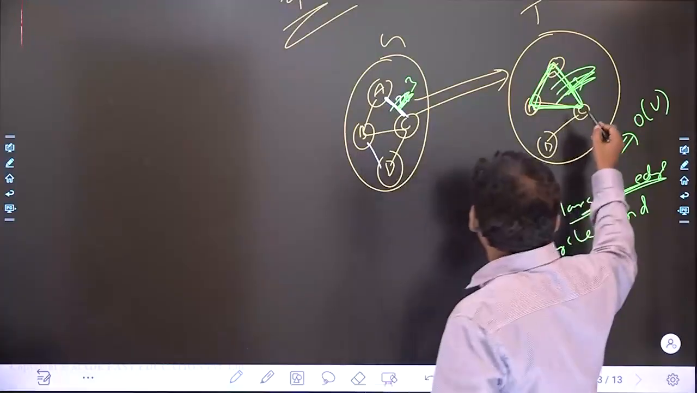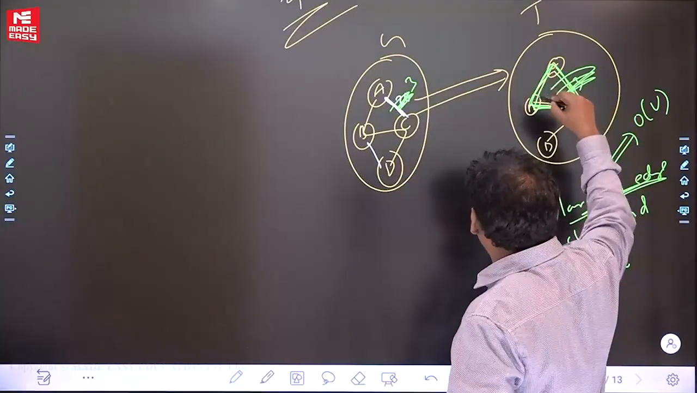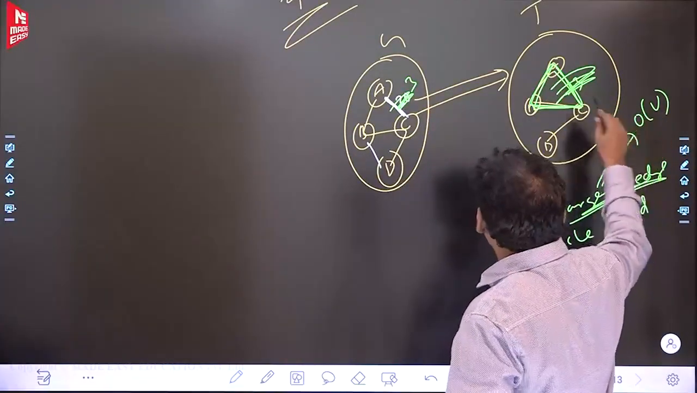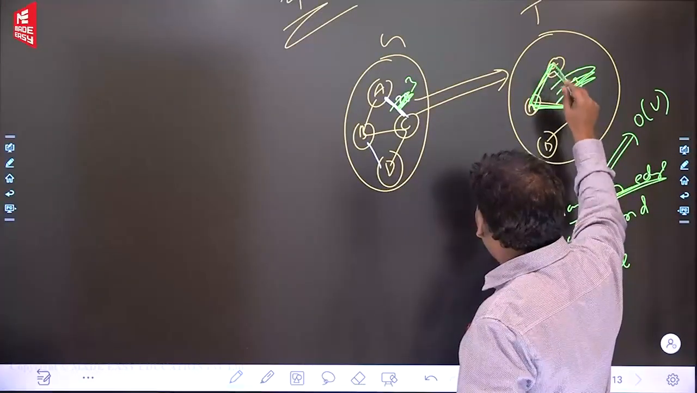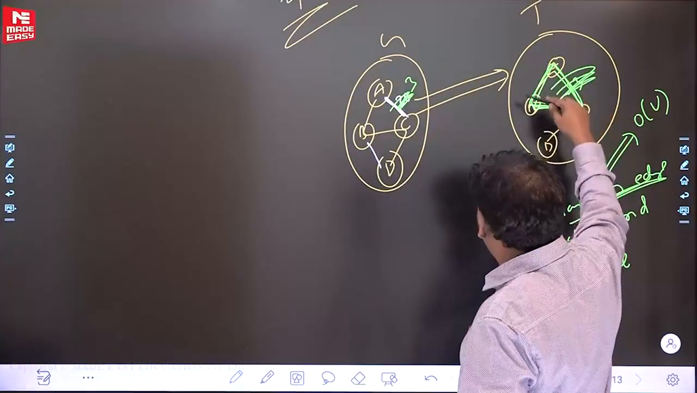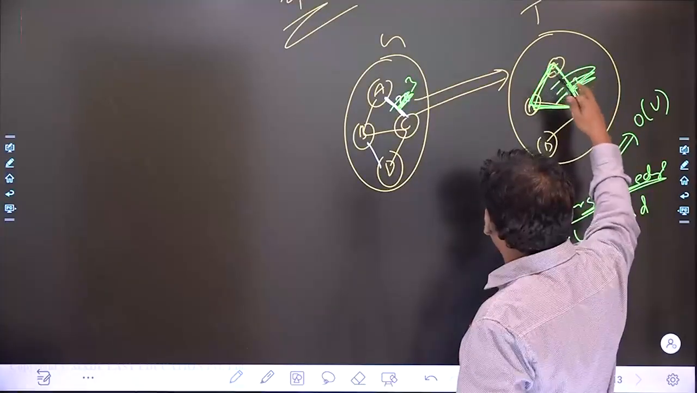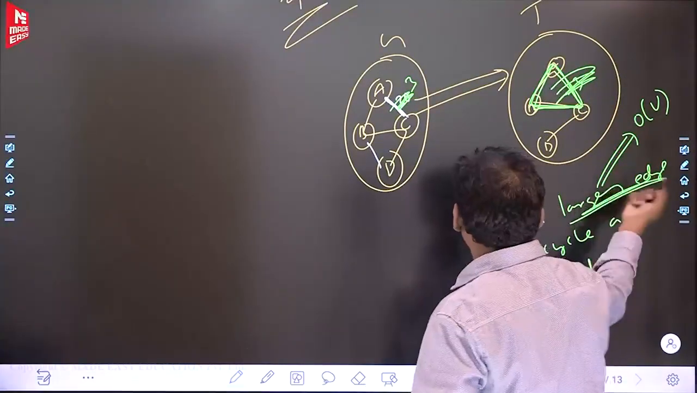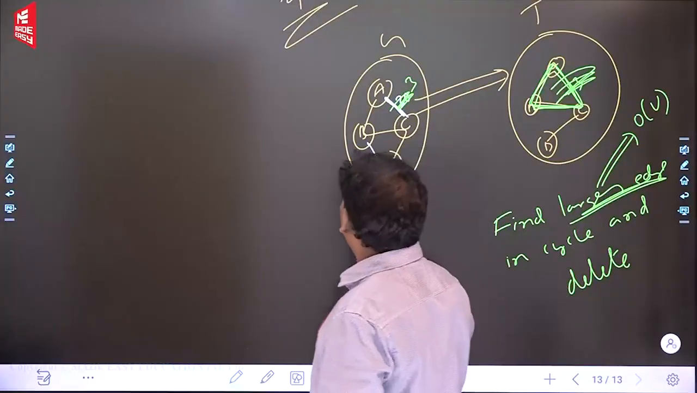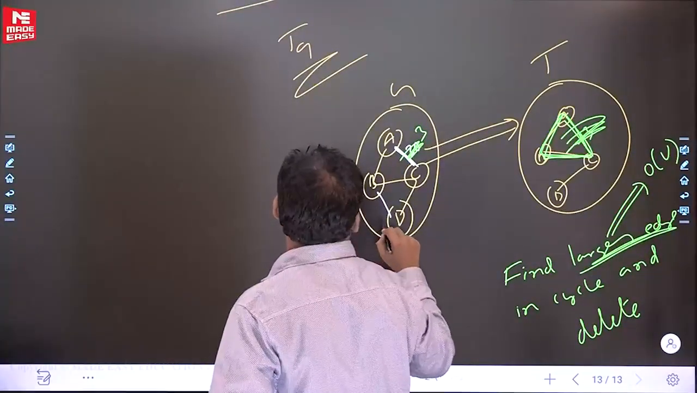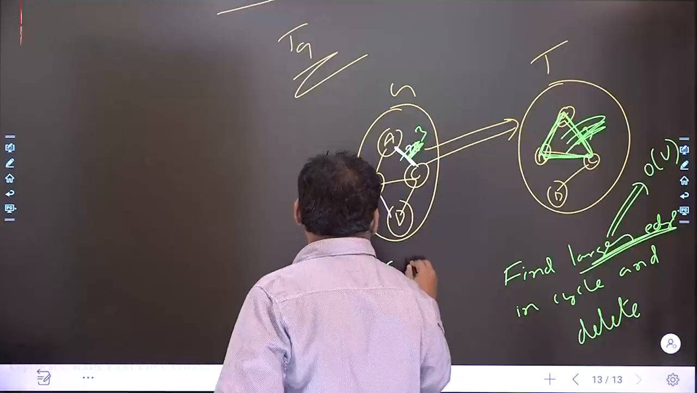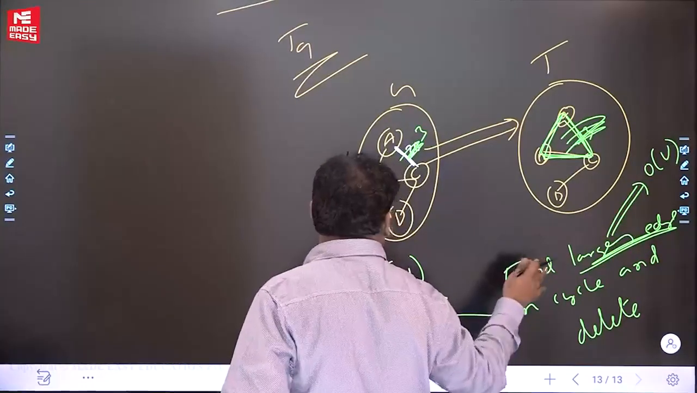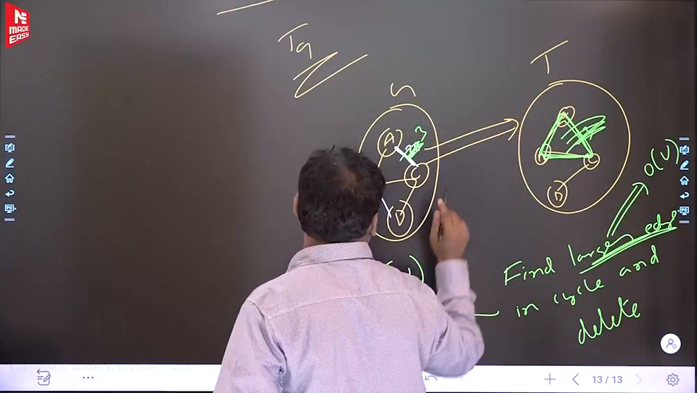Some people are asking, sir, the number of edges is E, so how can you write V? But in the MST, there are V vertices and V minus 1 edges. Because one more edge is added, the total number of edges becomes V. Out of V edges, finding the maximum will take V time. So, for T9, the answer is going to be order of V. I didn't explain that very clearly, but roughly I explained order of V time.